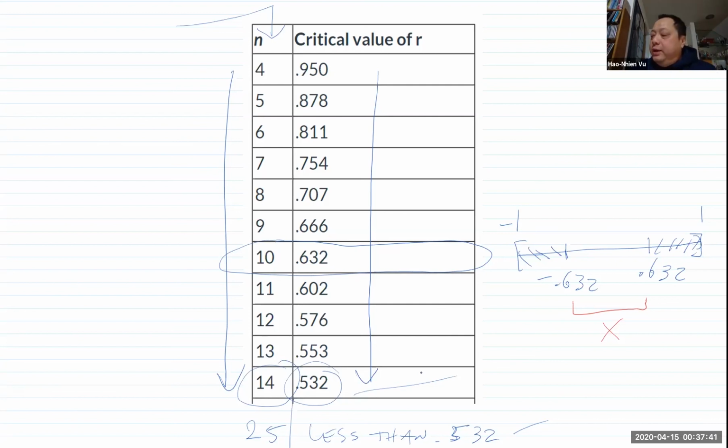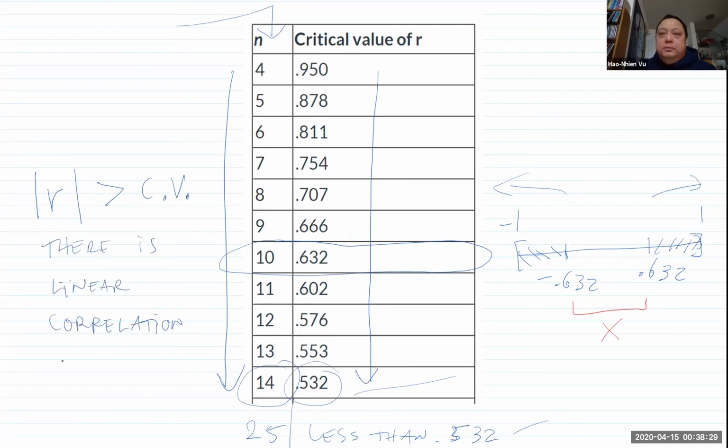Another way of saying it is that if the absolute value of R is greater than your critical value, because absolute value goes both ways, positive and negative, then the rule is that if the absolute value of R is greater than the critical value, then there is linear correlation. And vice versa, if absolute value of R is less than the critical value, then there's no linear correlation. Hope that helps.